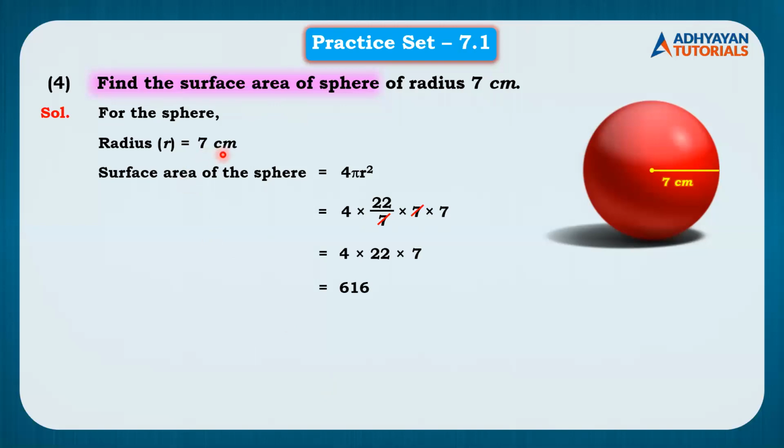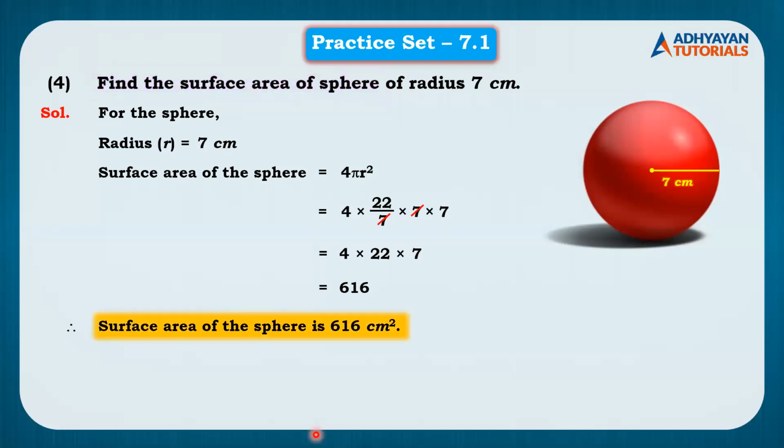So radius was given as 7 centimeter. Since centimeter is the unit prevailing in this sum, we can say the surface area of the sphere is 616 centimeters square. I hope all of you have understood this. So this was the sum to find the surface area of a sphere. In this sum, there were no options given. It's a 2-mark question, so definitely we have to write the entire steps.